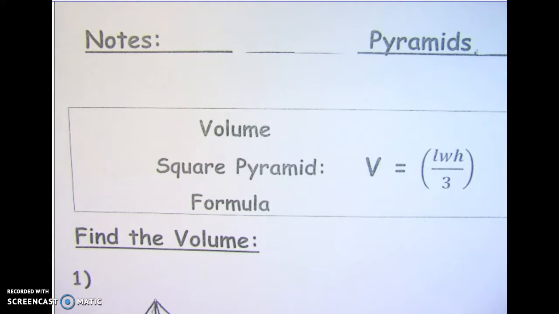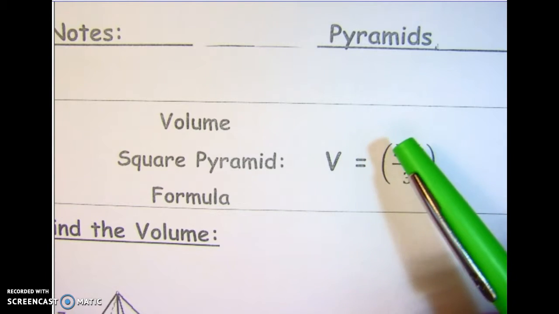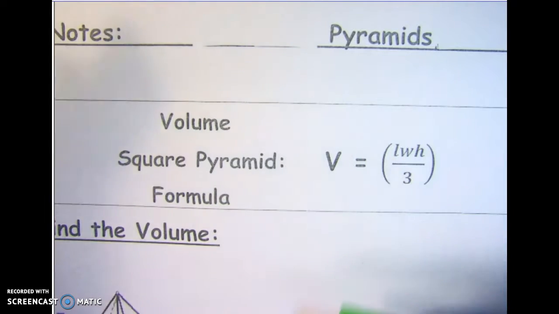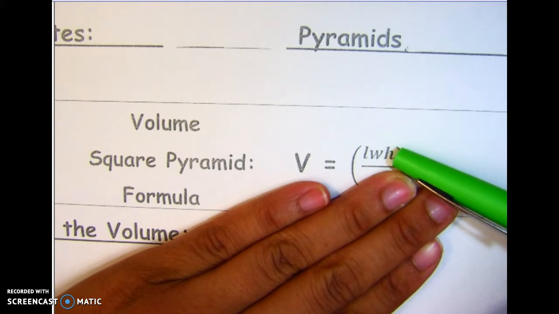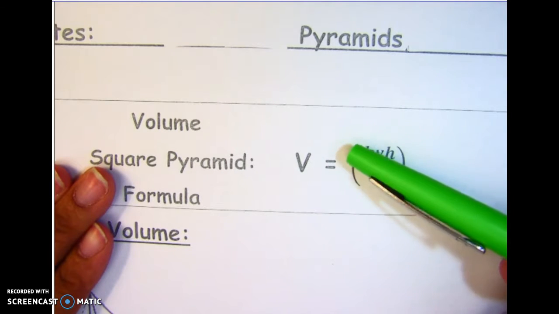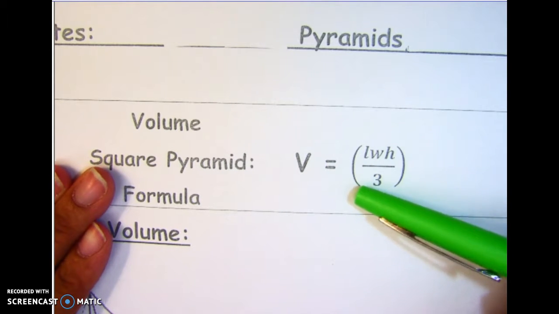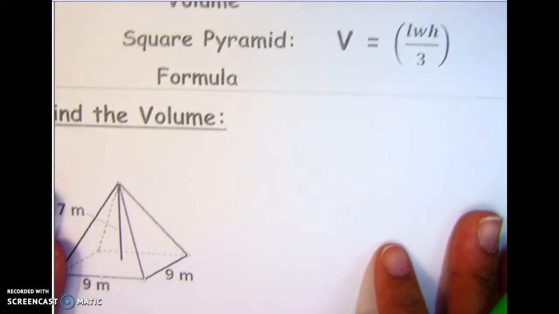So hopefully, as you saw from the video, it took 3 pyramids to fill up the one prism with liquid. So the relationship between a pyramid and a prism is that way. When we took notes over the volume of a prism, it was length times width times height. Now that it's a pyramid, it's length times width times height divided by 3. It takes 3 pyramids to fill up a prism.